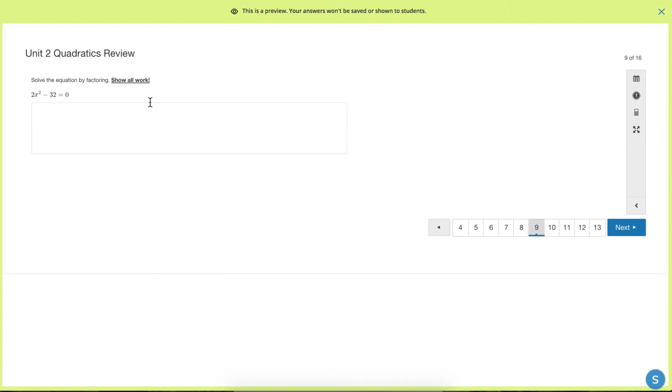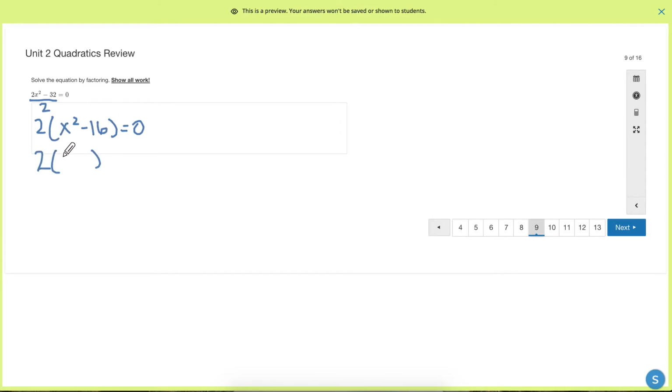Okay, this part is where you're expected to show every single step. So we would type everything in here. The first thing you would want to do is divide everything by 2 because that's your greatest common factor. So if I divide everything by 2, the factor of 2 comes out, and I'm left with x squared minus 16. That's a difference of perfect squares.